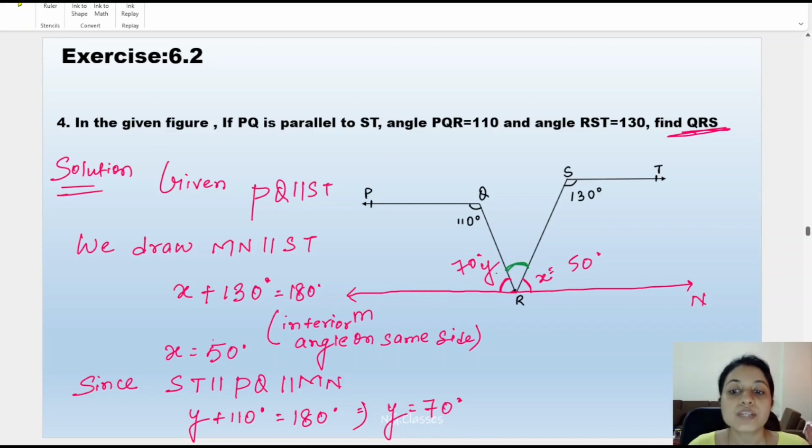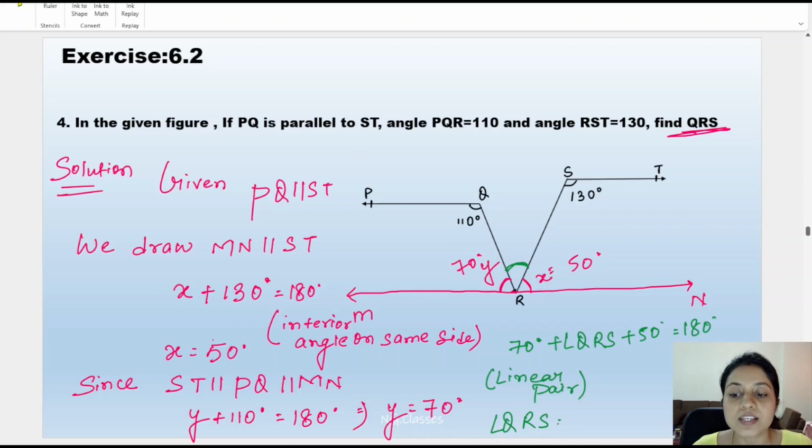Okay. So can we say angle Y plus angle QRS plus angle X is equal to 180 degrees? Why? Because it's a linear pair. So we can say 70 degrees plus angle QRS plus 50 degrees is equal to 180 degrees. Here we can write all are linear pair of angles. So from here we will get angle QRS is equal to 60 degrees. And hence we got angle QRS.